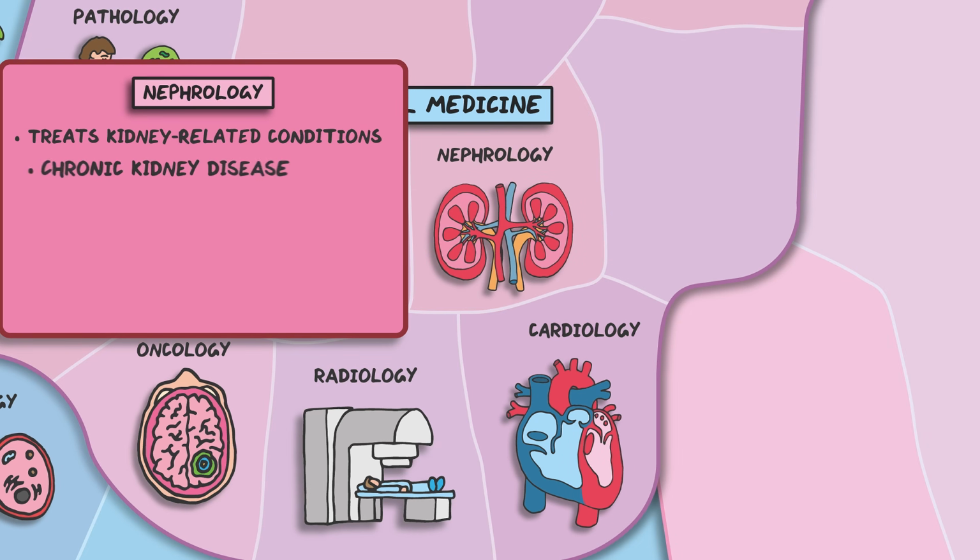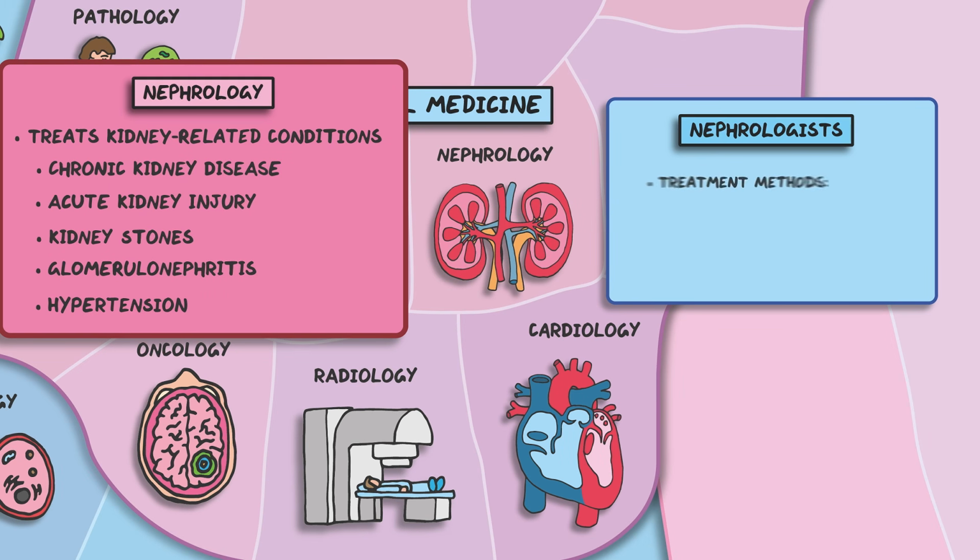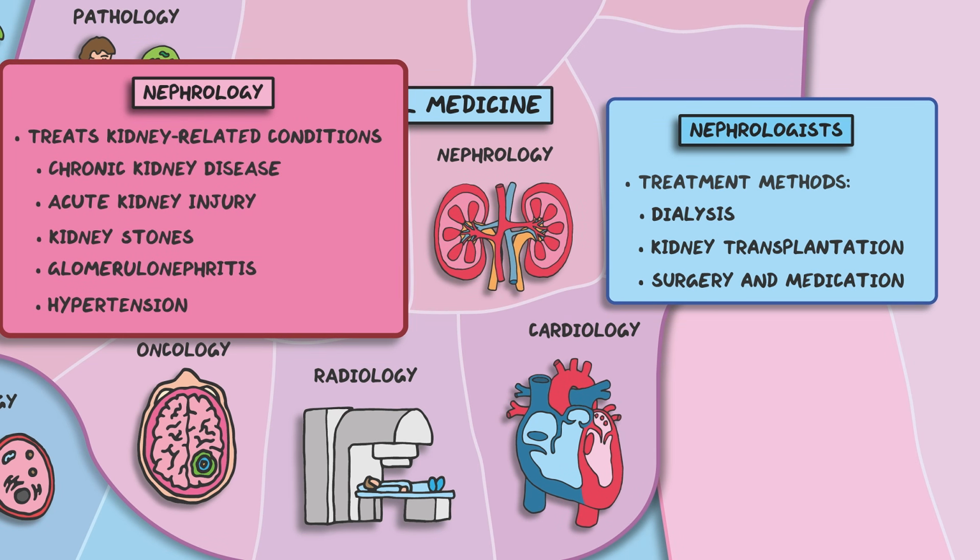Then we come to nephrology, which deals with the diagnosis and management of a wide range of kidney-related conditions, such as chronic kidney disease, acute kidney injury, kidney stones, glomerulonephritis, and hypertension. The kidney is a complex organ that performs many vital functions, such as filtering waste products from the blood, generating red blood cells, regulating electrolyte balance, and regulating blood pressure. And to counteract kidney conditions, nephrologists use treatment methods such as dialysis and kidney transplantation in the case of kidney failure.